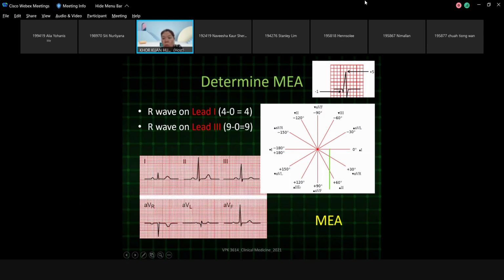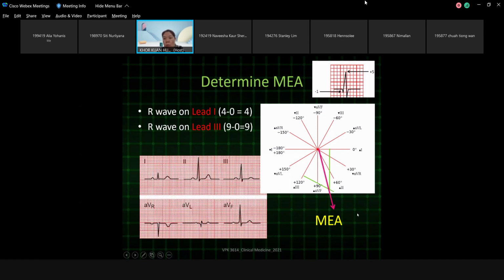So you go to your lead 3. Just now your scale here was 10, right? You put a scale here of roughly 10, so you draw a line. The mean electrical axis is when you draw this line from the center until where the 2 green lines cross. So this is the mean electrical axis.